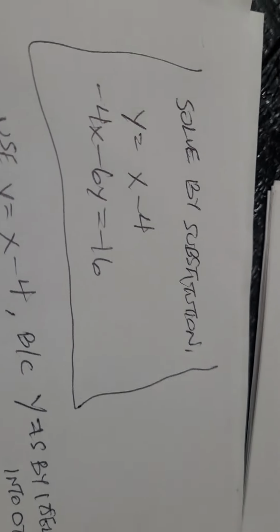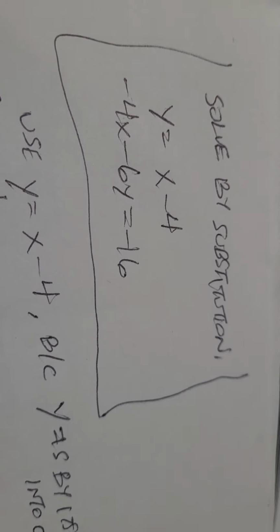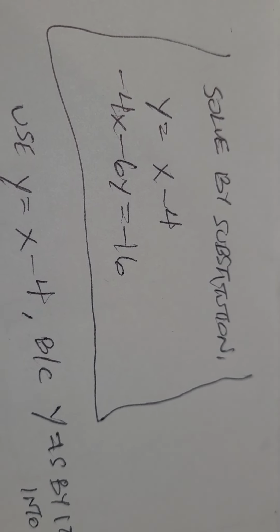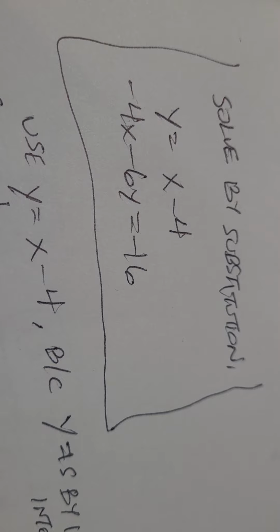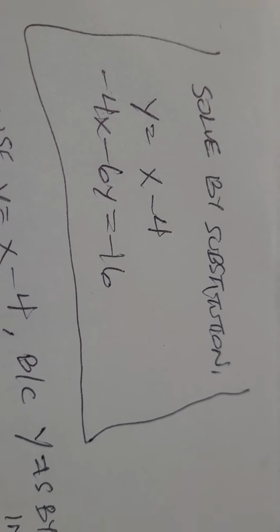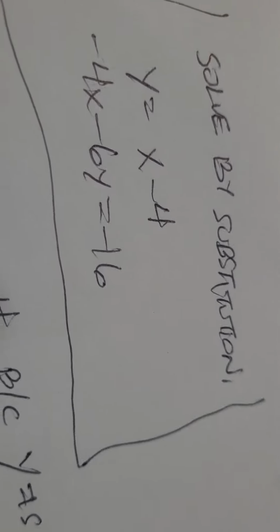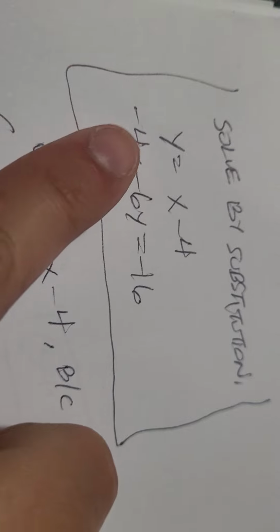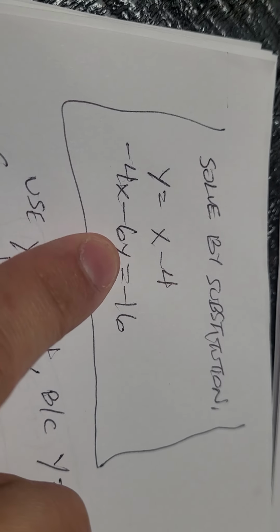Okay, we're going to solve this system of equations by using the substitution method. We have y equals x minus 4 over 4x minus 6y equals negative 16. You can solve for any variable that you want. I can solve for this x, or I can solve for this y.